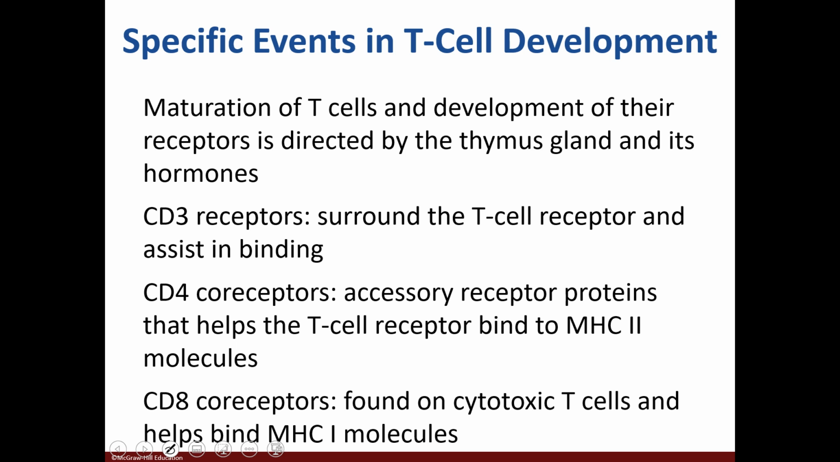The maturation and development of T cells is determined by the thymus. CD3 receptors can be found around the T cell receptor and help in antigen binding. CD4 co-receptors help T cells to recognize and bind to MHC2, while CD8 co-receptors can be found on cytotoxic T cells and bind to MHC1.